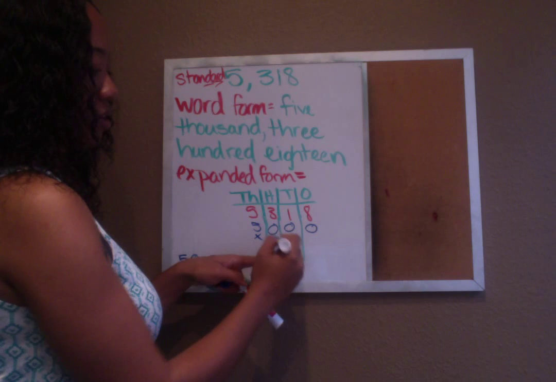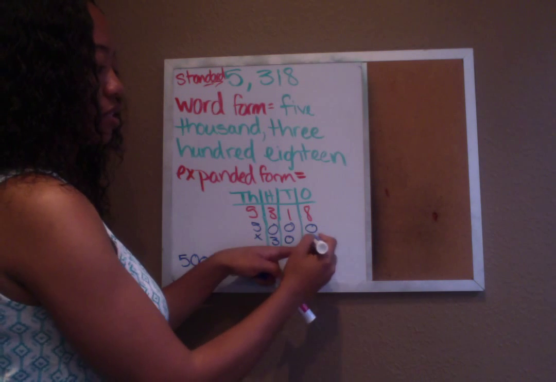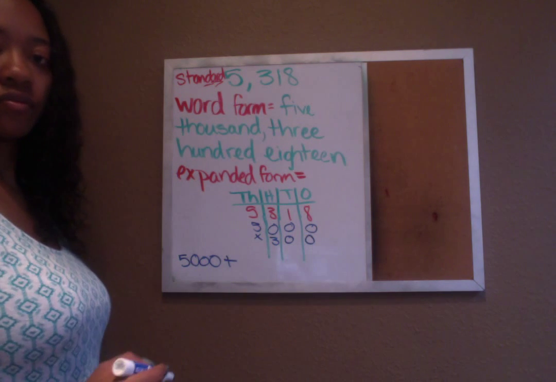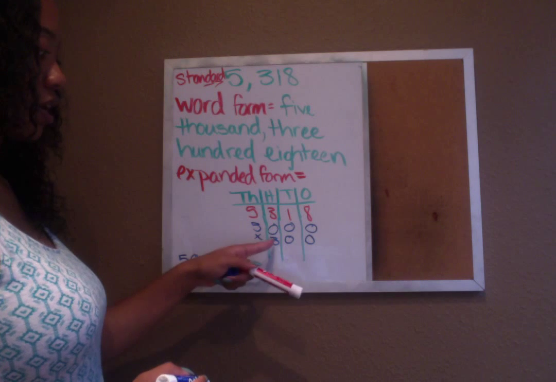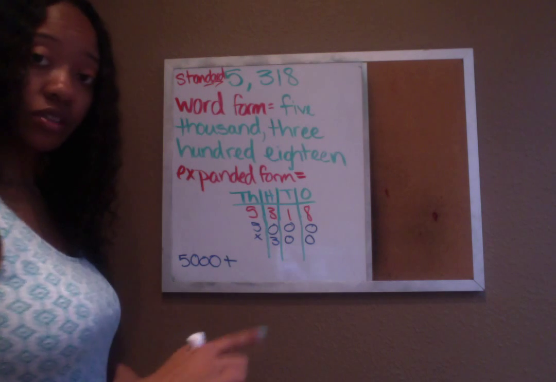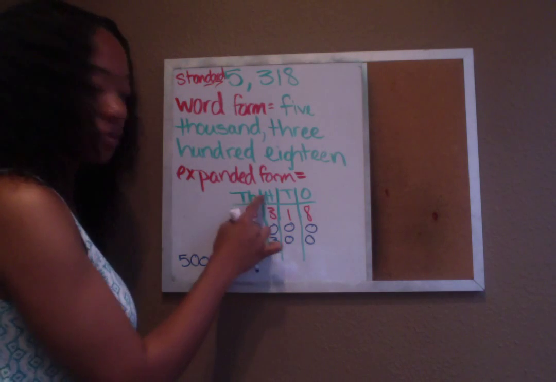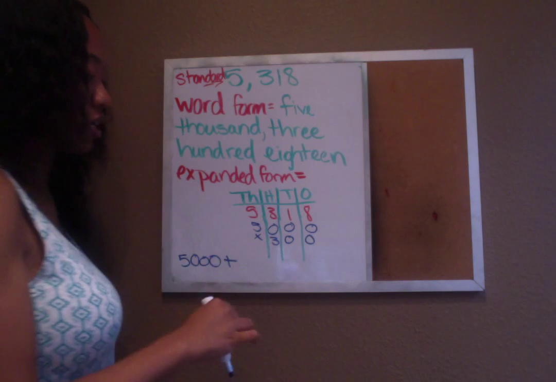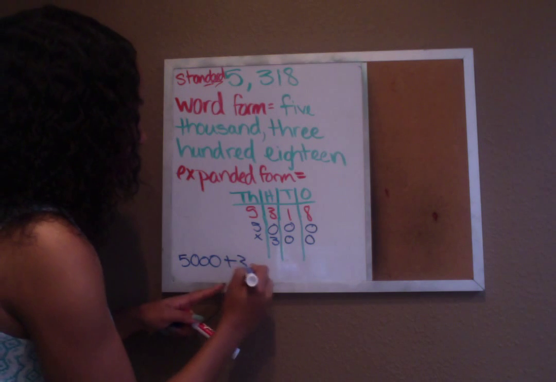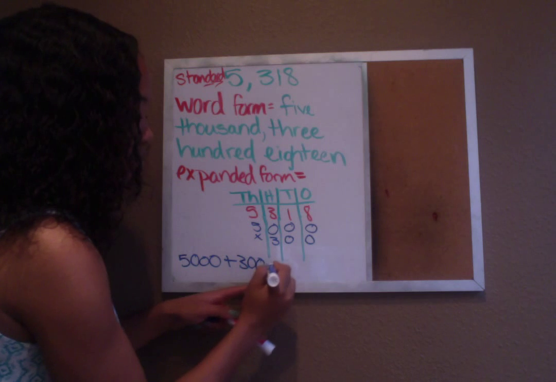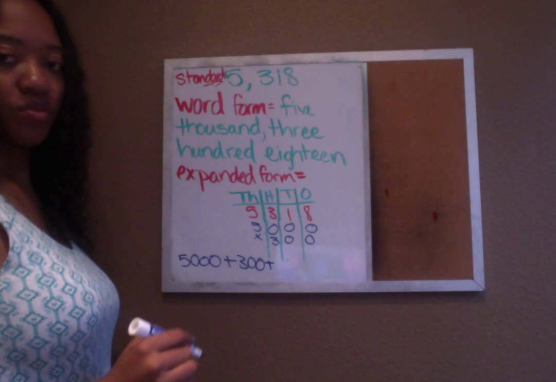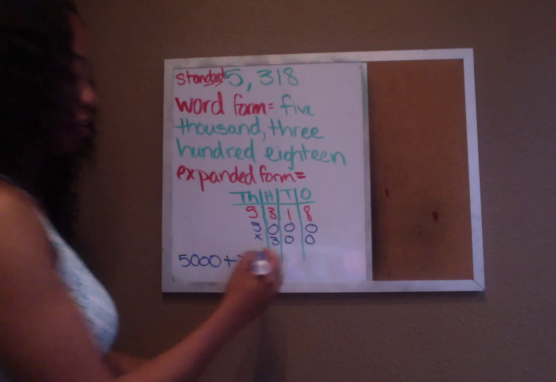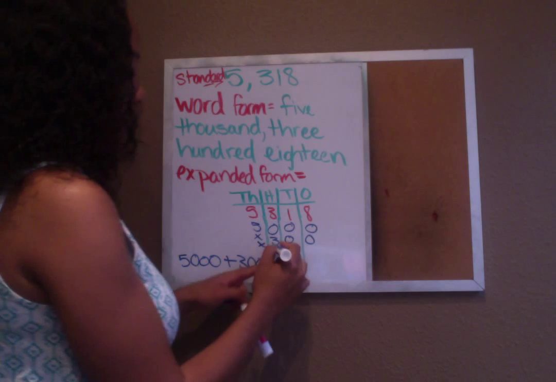I'm on to the 3. Everything else becomes a 0. I'm looking at 300, and a way to check yourself is look up. Are you in the hundreds place right now? Yes, you are. So now the next number is 300. Put a plus sign. You're done with the 5. You're done with the 3.